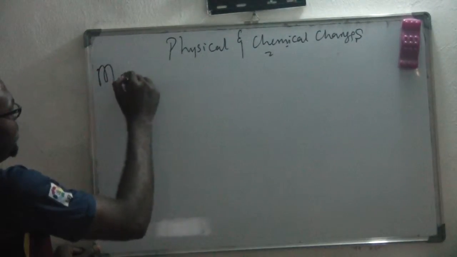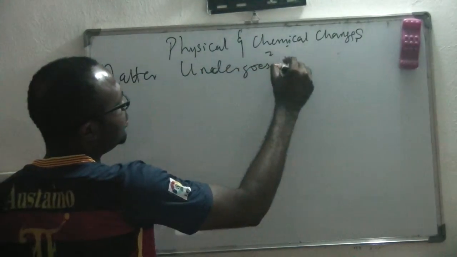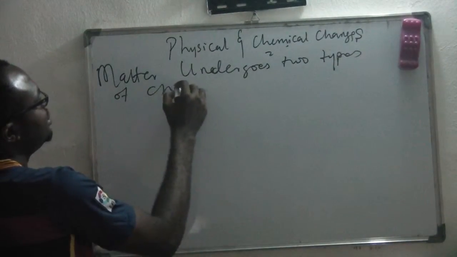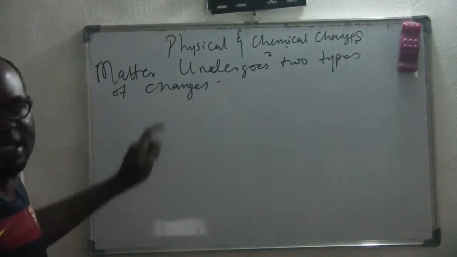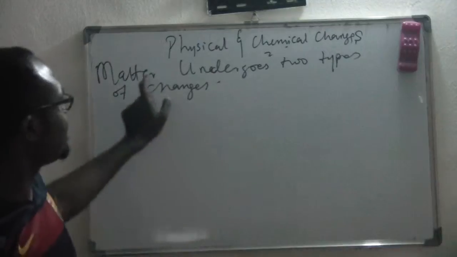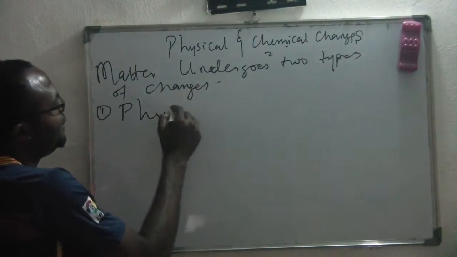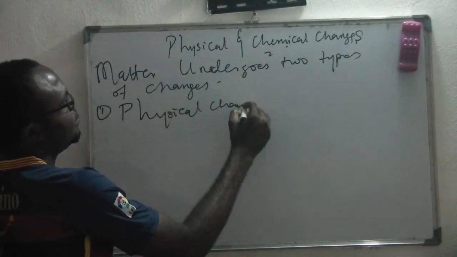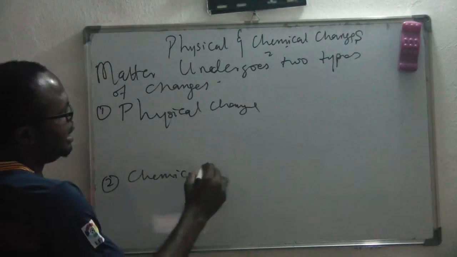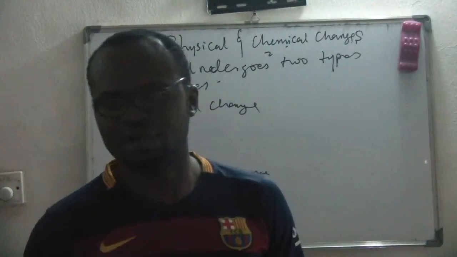Matter undergoes two types of changes. Matter undergoes how many types of changes? Two types of changes. Number one is what we call the physical change. And number two is what we call the chemical change. These are the two types of change that matter can undergo.